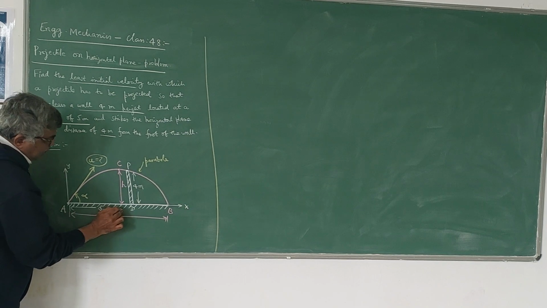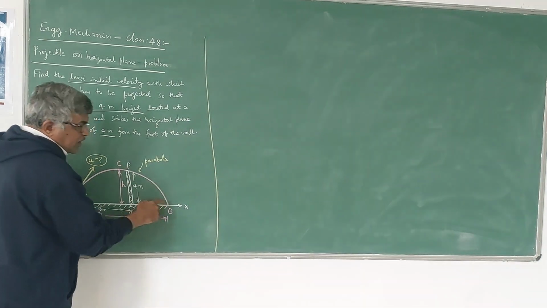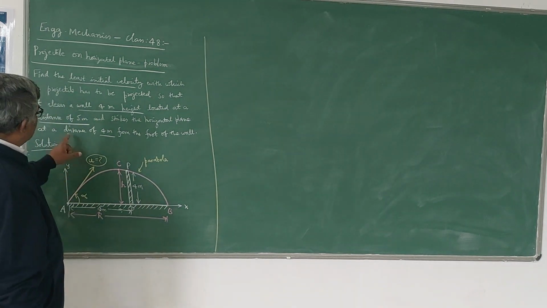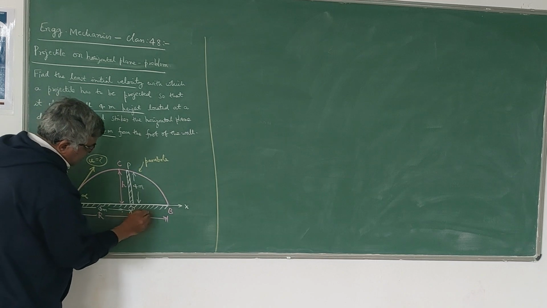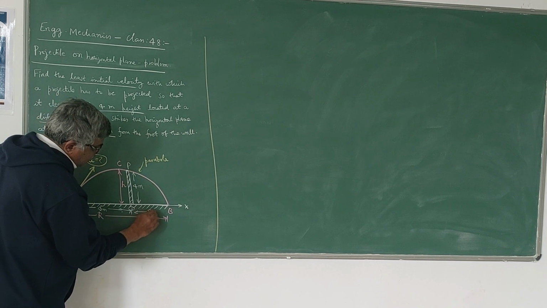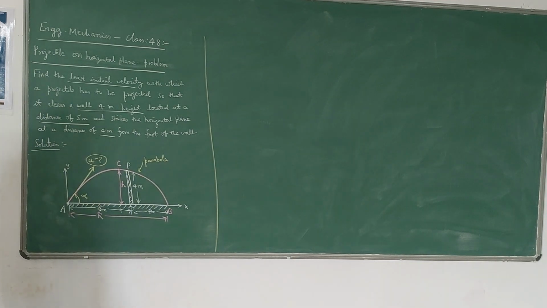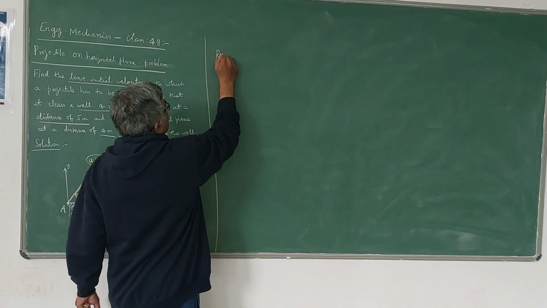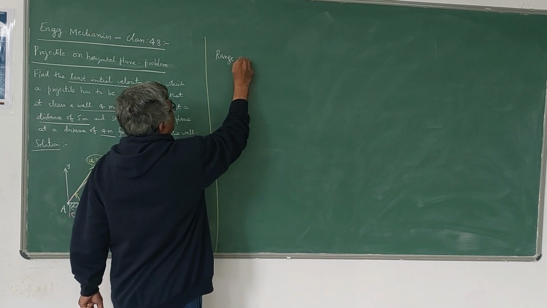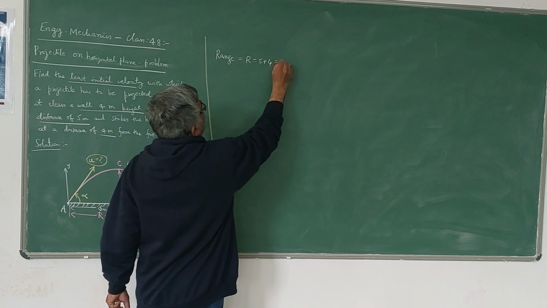So when it is projected like this, it crosses this wall and falls down at another point B, which is at a distance of 4 meters from the foot of the wall. So D is the foot of the wall. From here to here is 4 meters. So total distance is 9 meters. AB, that is range. Range value is 9 meters here. So range R is equal to 5 plus 4, 9 meters.